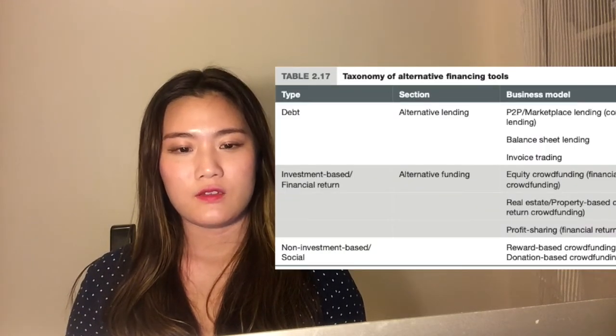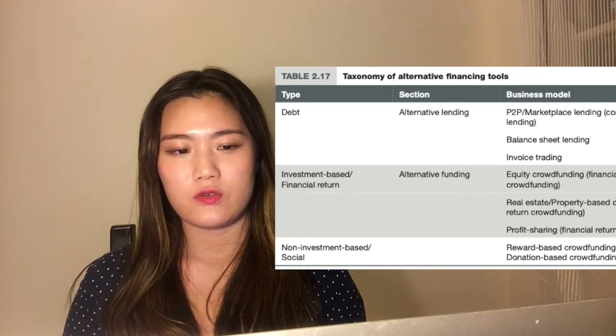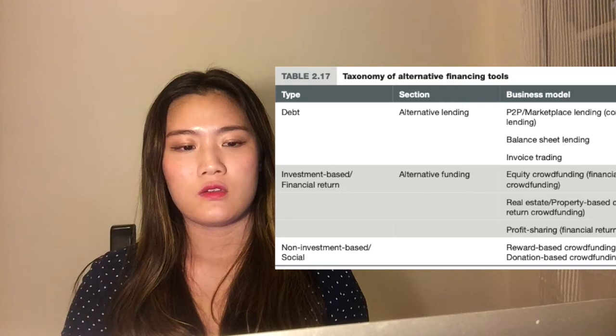Part E, alternative finance providers. So alternative finance is any form of financing through sources outside the conventional financial systems. For example, debt, investment-based or financial return, or non-investment-based or social.